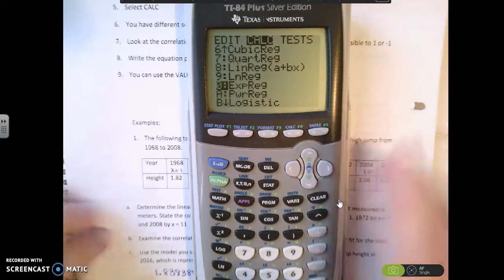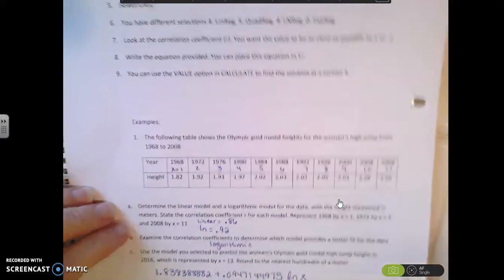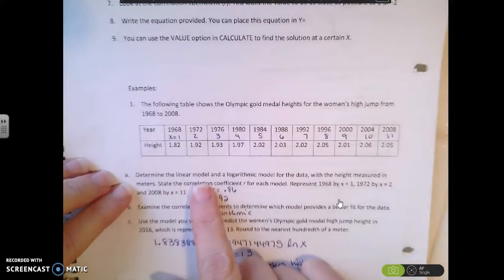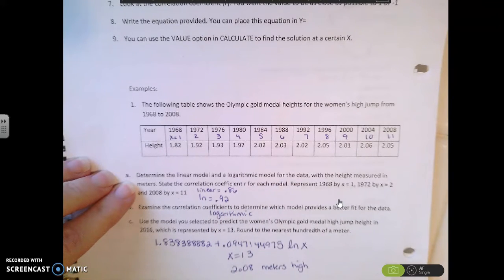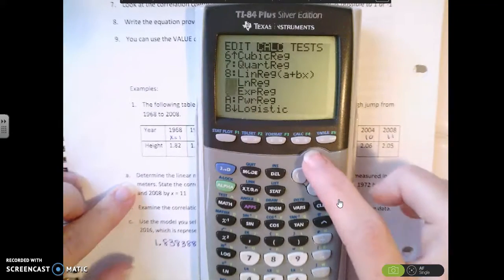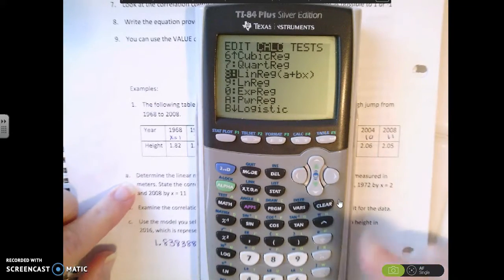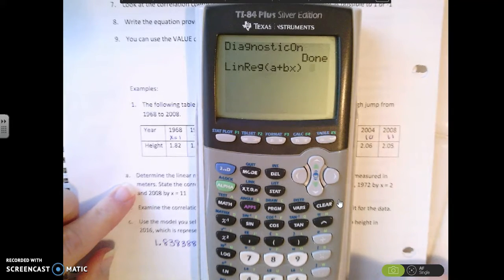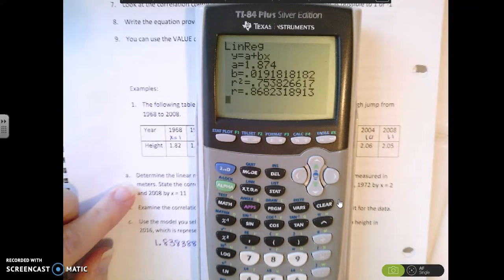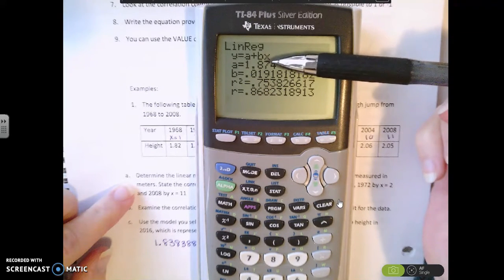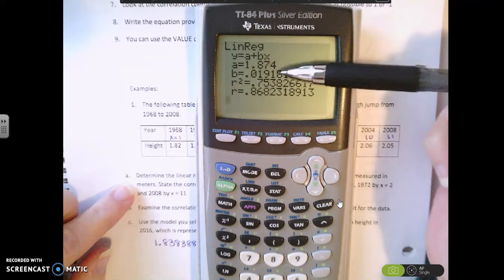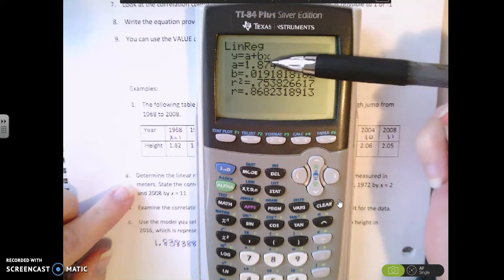So what we're going to do, it tells us on this problem, determine the linear model and the logarithmic model for this data, and then figure out what we're going to get there. So we're going to go back to our calculators and we're going to choose the linear model. It doesn't matter which linear one I choose. And then when I press enter, notice I get these values. It's telling me basically slope and y-intercept. B is my slope, and the slope is 0.019. The y-intercept is 1.87.